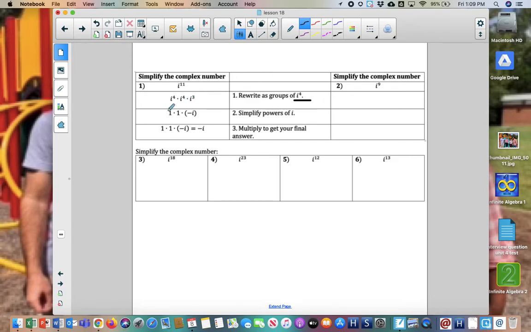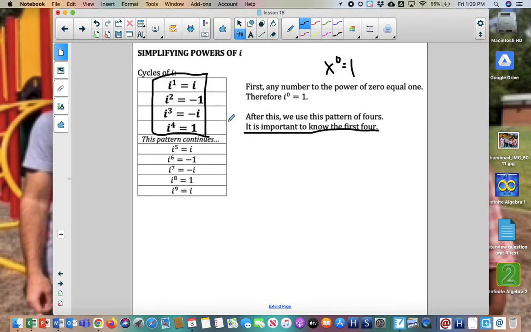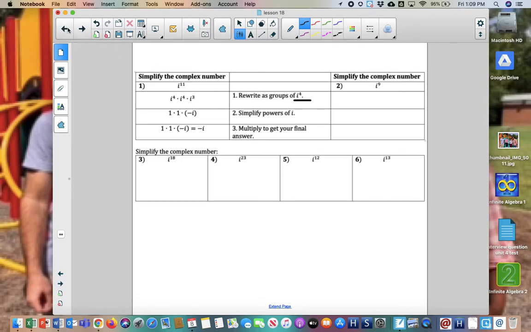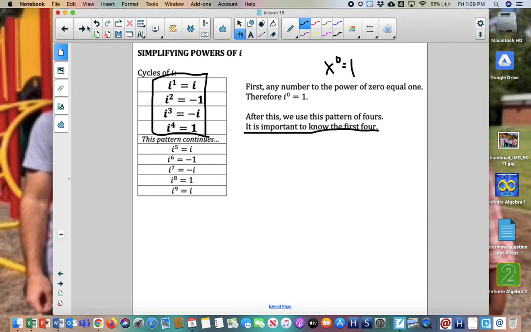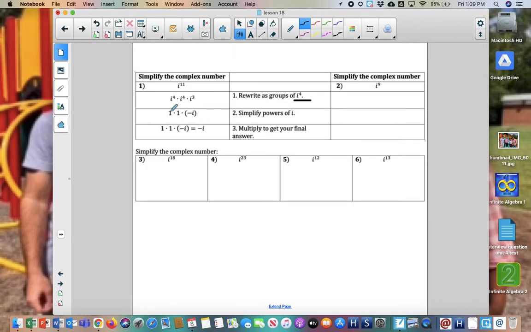So then we're going to rewrite these i to the 4ths as 1, because we just said here that i to the 4th has a value of 1, and then i to the 3rd has a value of negative i. And now we're just going to multiply these. Well, 1 times 1 is 1, and 1 times anything is just what it already was, so we just get negative i.